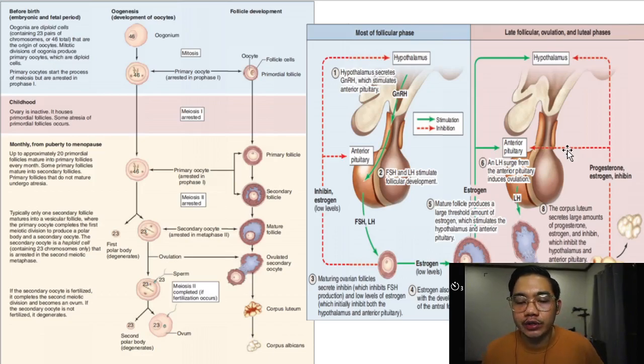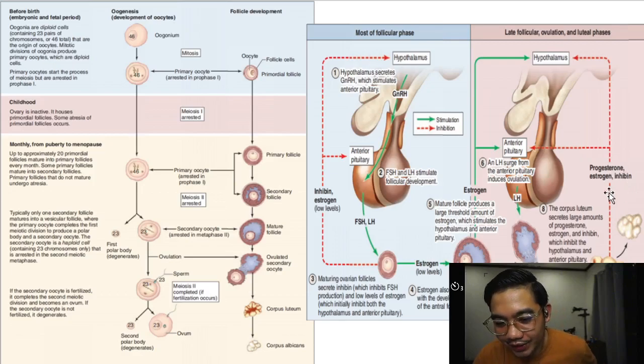And then this LH will stimulate the smooth muscles of your follicle to squeeze the follicle and eventually protrude the oocyte, no? And then this LH will develop the remaining follicle to become your corpus luteum. Your LH means luteinizing hormone. It will luteinize your corpus luteum. Eventually, your corpus luteum produces lots of progesterone and estrogen and inhibin.